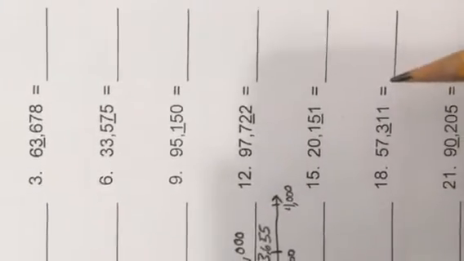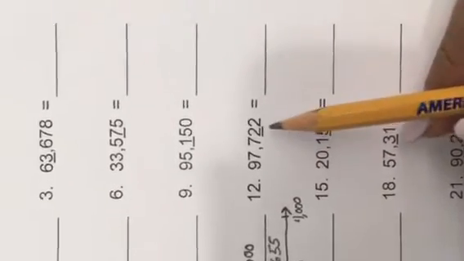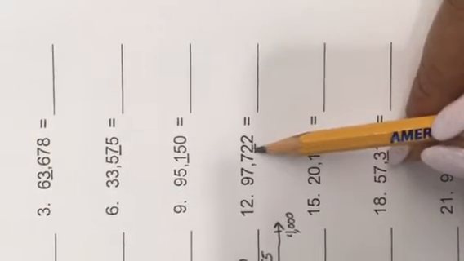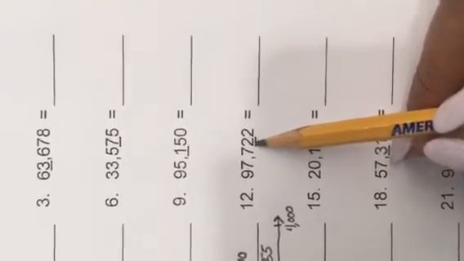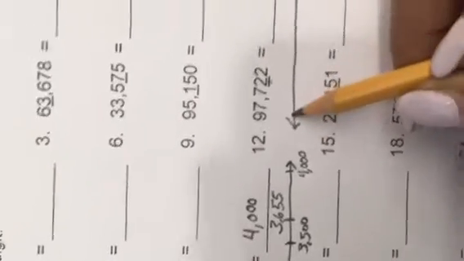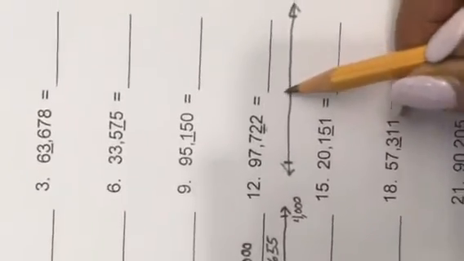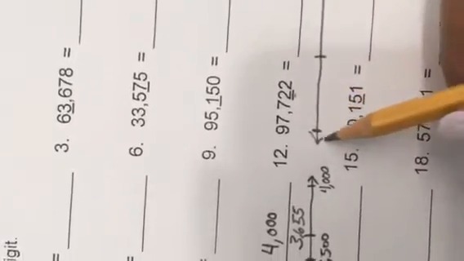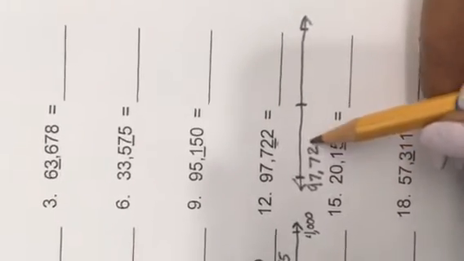Let's consider number 12. Number 12, the number 97,722, actually has the 2 underlined that is in the tens place. So they are asking us to round it to the nearest 10. That means that if I create a number line with a beginning point, an ending point, and a middle benchmark, the beginning point would be 97,720.